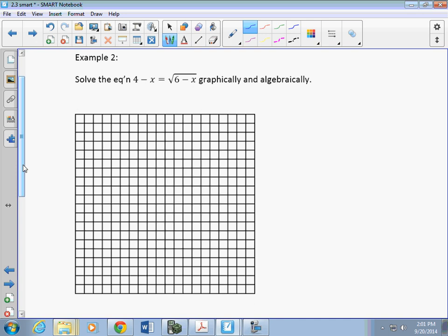So step number 1 says I have to identify any restrictions. So 6 minus x is greater than or equal to 0. So 6 is greater than or equal to x, or x has to be less than or equal to 6. So I can use any value from 6 and down. So the second part then is we want to solve.